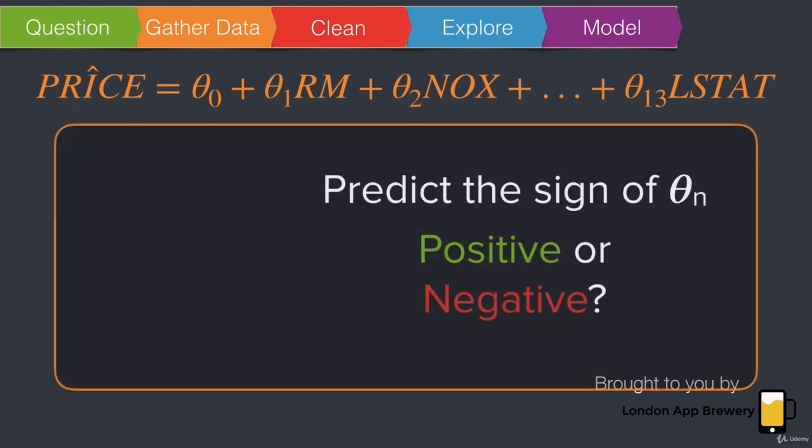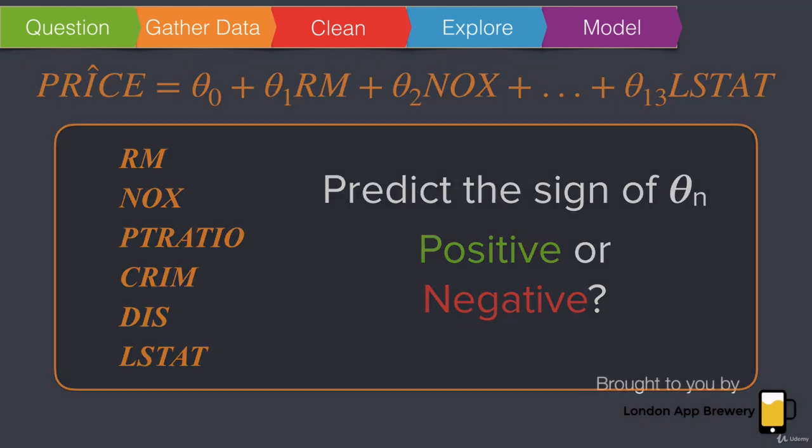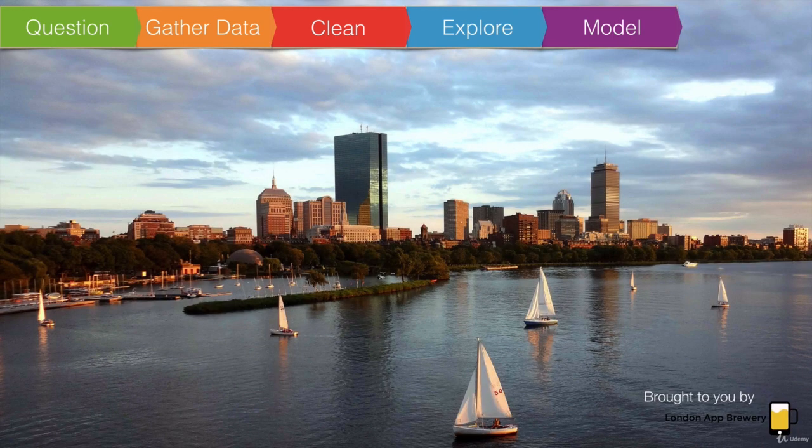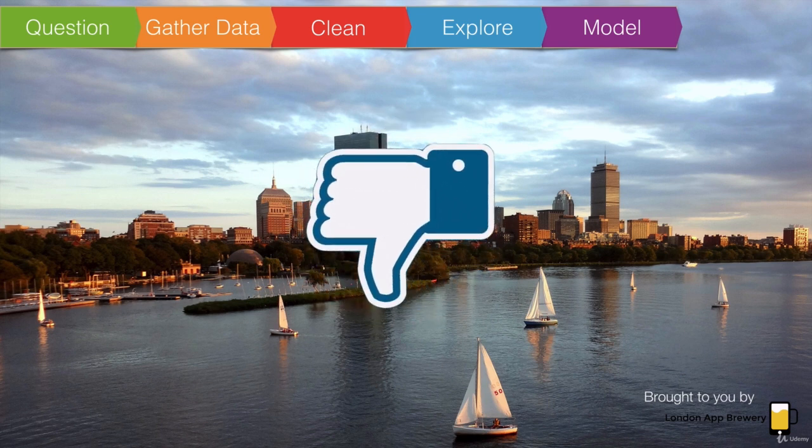So get out a piece of paper and write down if you expect the theta parameter for RM to be positive or negative. And then do the same thing for NOX, PTRATIO, CRIM, DIS, and LSTAT. Did you pause the video and write this down? There's actually one more prediction that we said we'd make. Remember how a few lessons ago I asked you if you thought that being next to the Charles River was a good thing for property prices or a bad thing? Well, now it's time to also add your prediction for the sign of the CHAS dummy variable as well.